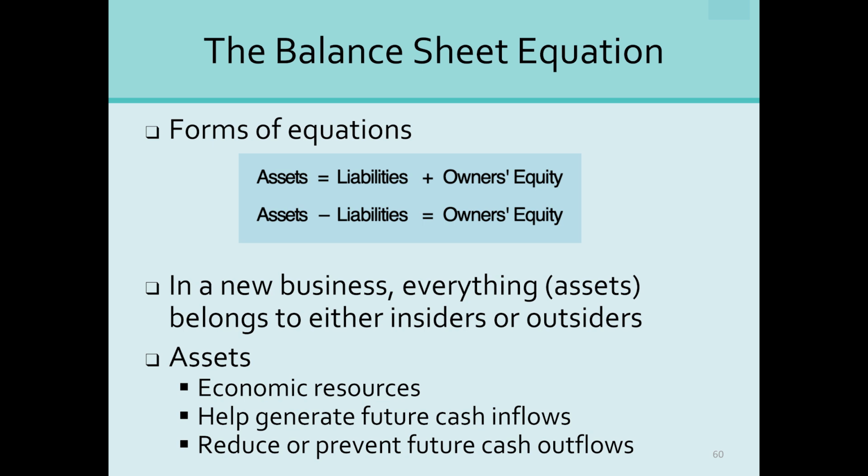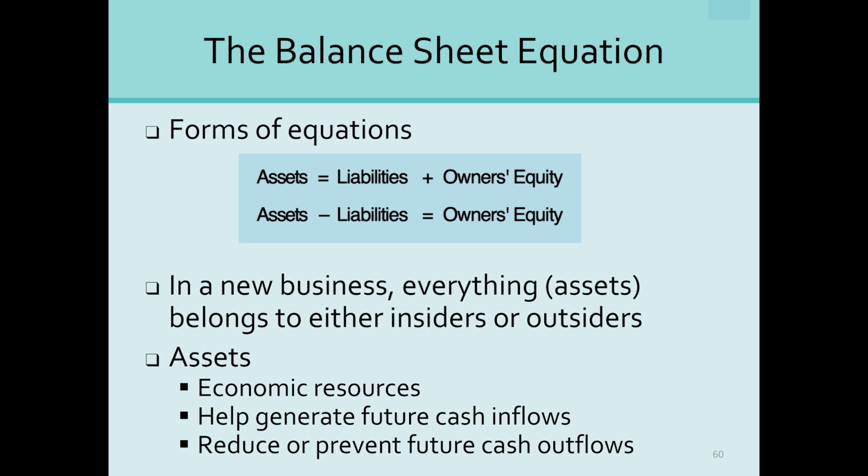We said that everything that is in the business belongs either to insiders or to outsiders. Insiders are the owner, outsiders are separate. Everything that belongs to the business belongs either to outsiders or to insiders. And if you subtract the share of outsiders from the business, then what we are left with is the insiders' share of the business.